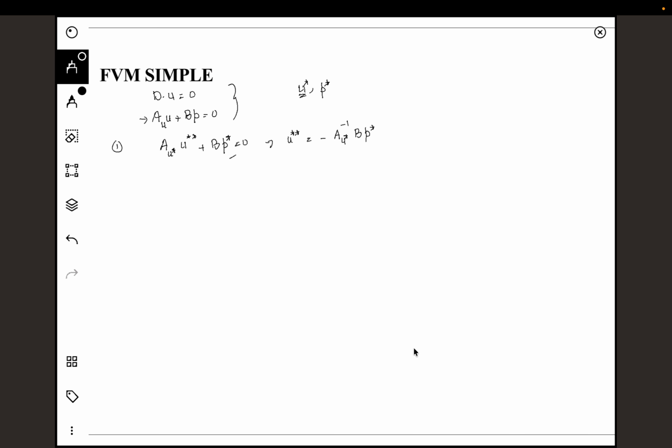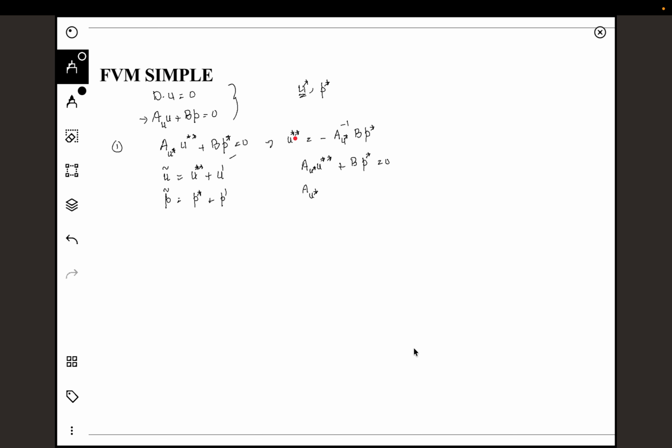So first you get an estimate of velocity, and this velocity estimate is not divergence free. I have to come up with a velocity field that is divergence free. I'll call that velocity u tilde, which is the estimated velocity plus some correction. For that corrected velocity there will be a different pressure, p tilde, which is the current pressure plus a pressure correction p prime. Both of these have to satisfy my momentum equation. So I take the equation A(u star) times u double star plus B times p star equals 0, and note this is also u star.